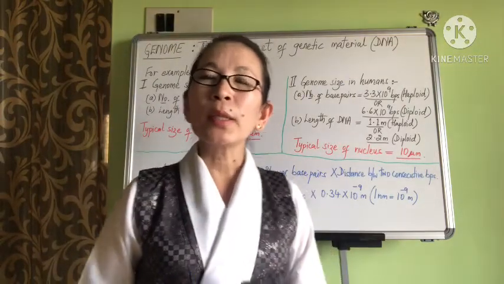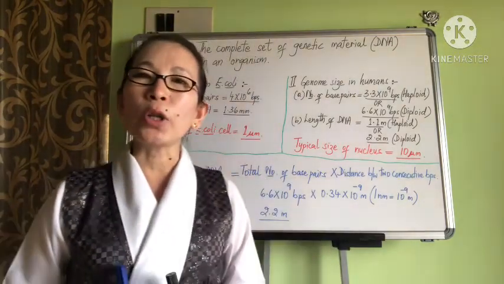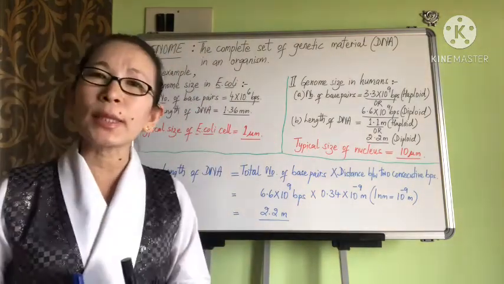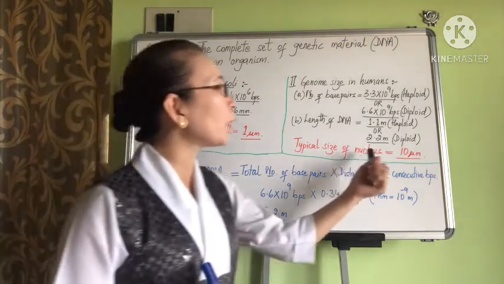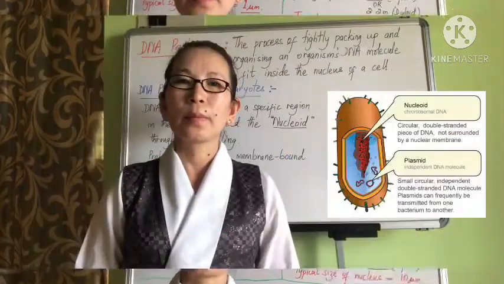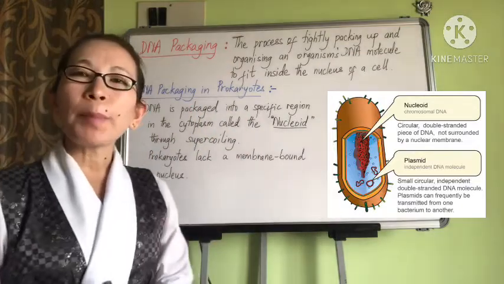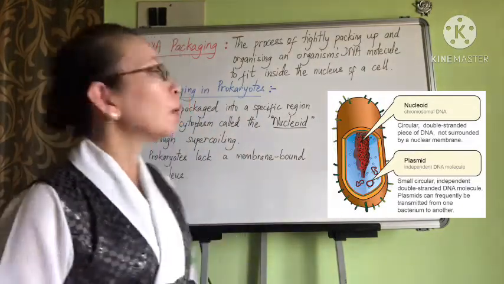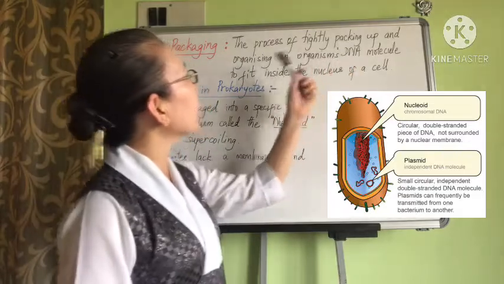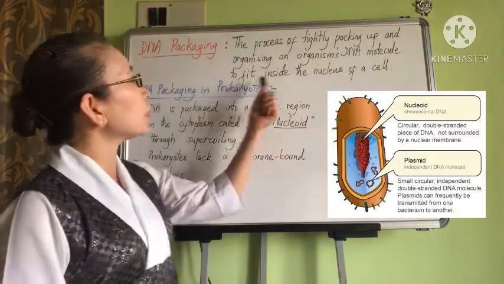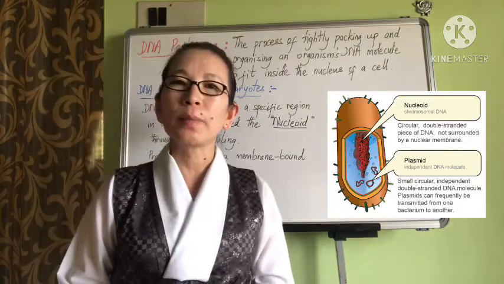So how does such a long DNA molecule fit inside the tiny prokaryotic cell or a tiny eukaryotic nucleus? So the straight answer would be through DNA packaging. DNA packaging is an indispensable process of tightly packing up and organizing an organism's DNA molecule so as to fit inside the nucleus of a cell.